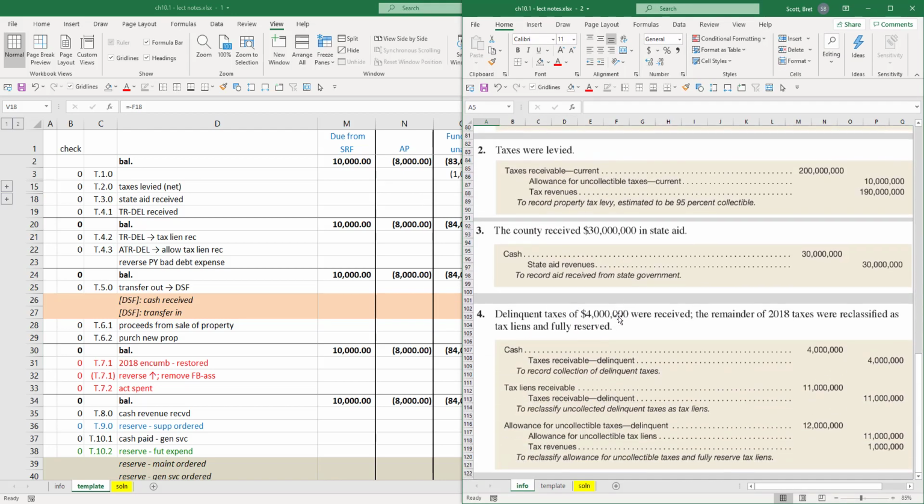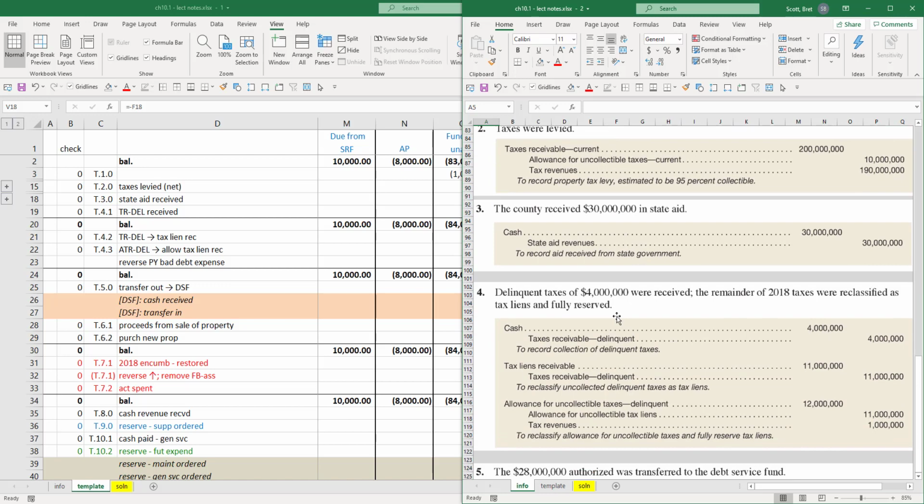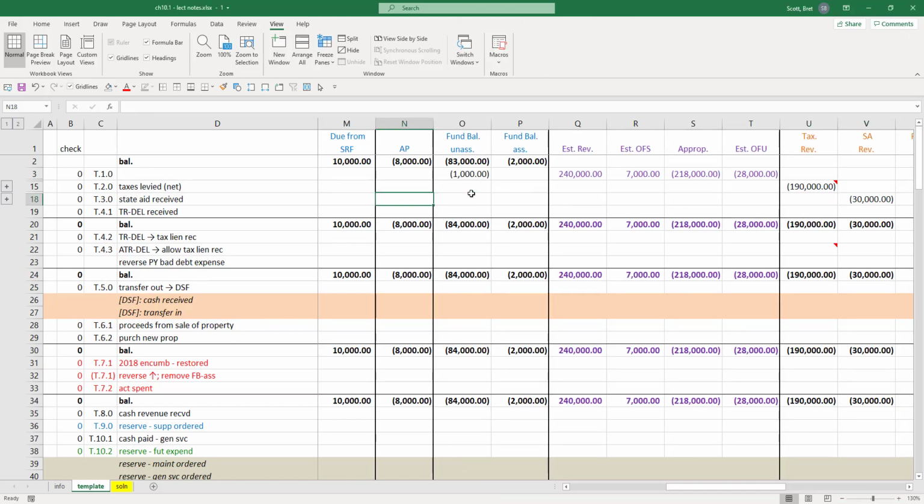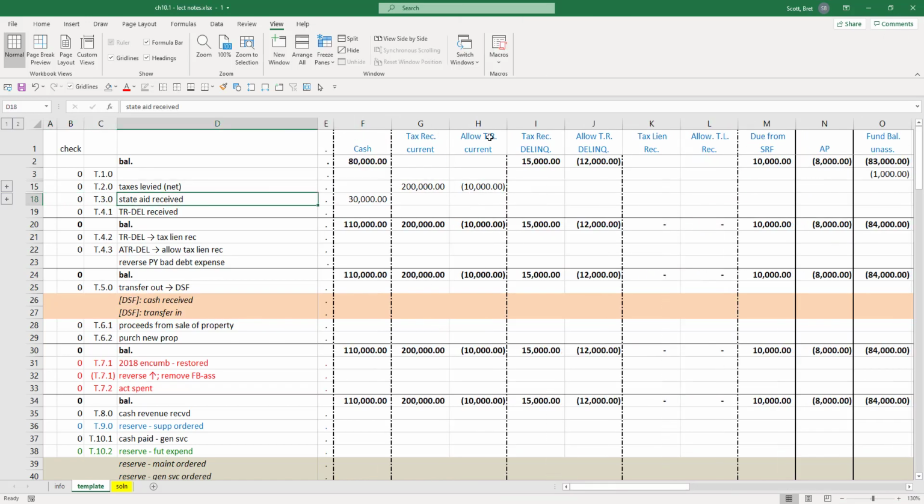This is where it gets a little bit weird. Last year we had delinquent taxes, and then this year we actually collected on some of those. So how much did we collect in delinquent taxes? $4 million. Let's take a look back at what this is all about, how this came about.